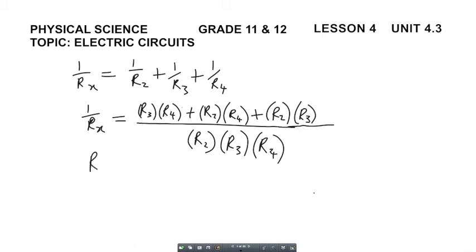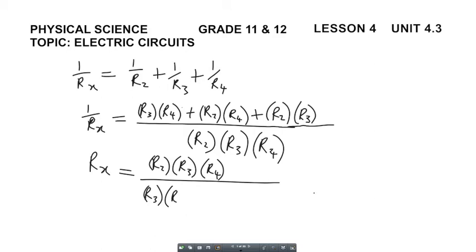So finally we can say our Rx will equate to the numerator. Now we take the reciprocal, so we have R2 multiplied by R3 multiplied by R4. This whole thing divides the top part, which is R3 multiplied by R4 plus R2 multiplied by R4 plus the last part, R2 multiplied by R3.